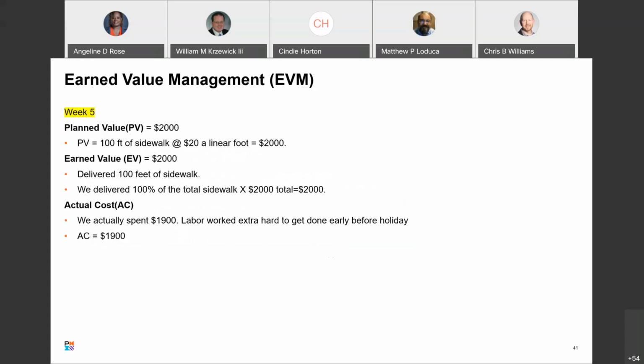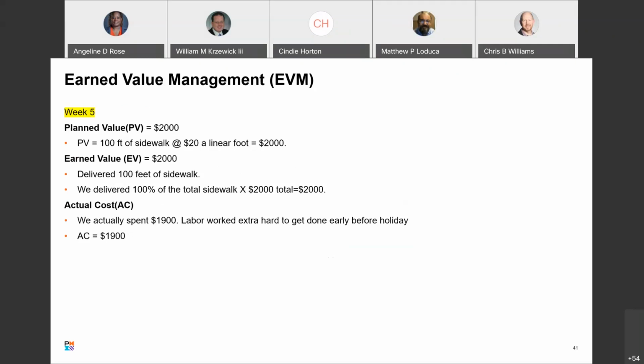Week 5, planned value, 2,000. This is our last week. We're going to be 100 feet of sidewalk. We're going to be done, $2,000. Earned value, how did we do at the end of week 5? We hit it. We came in at $2,000. We delivered 100 feet of sidewalk, just as planned. We delivered 100% of our budgeted completion of $2,000.